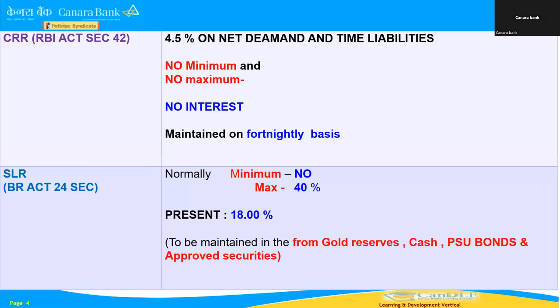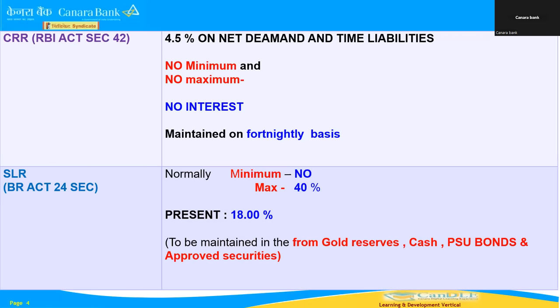This is called cash reserve ratio. There is no minimum, no maximum. It is RBI's discretion. How much they want to keep, they can keep. Presently, it is 4.5%. And the 4.5 rupees, whatever you are keeping with RBI, RBI will not pay you any interest. And the CRR will be monitored on fortnightly basis. Every 15 days, bank has to see how much demand and time liabilities they have. On that 4.5%, they have to pay to RBI. If any shortfall is there, they have to increase that CRR. Okay, this is how CRR is maintained.